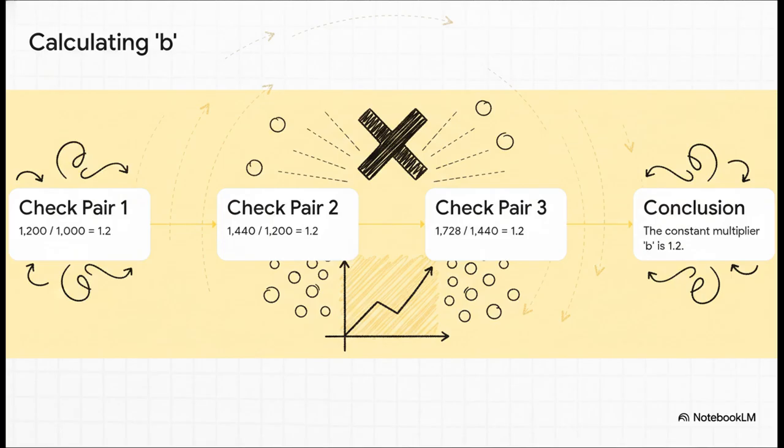We get 1.2. Now here's the most important part. It has to be a constant multiplier. It has to be the same every single time. So we have to check the next pair. Let's see. 1,440 divided by 1,200. What does that give us? It's also 1.2. Okay, looking good. Let's do one more just to be absolutely sure. 1,728 divided by 1,440 is, yep, 1.2 again. The pattern is consistent. We've found it. Our constant multiplier, B, is 1.2.